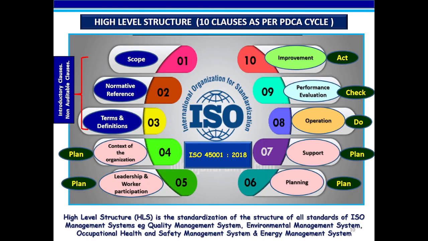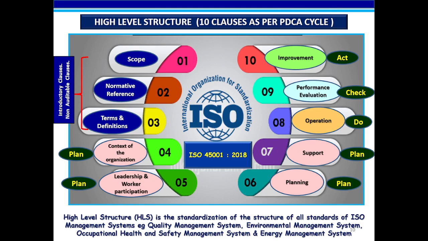The high level structure of ISO 45001 is quite similar to ISO 9001 and ISO 14001. Here also it has 10 main clauses, which are the requirements of the standard. Clauses 1 to 3 are non-auditable clauses, for reference and guidance only. The remaining 7 clauses, that is clauses 4 to 10, are mandatory and auditable clauses which a company has to understand well and follow sincerely if it wants to be certified for ISO 45001.